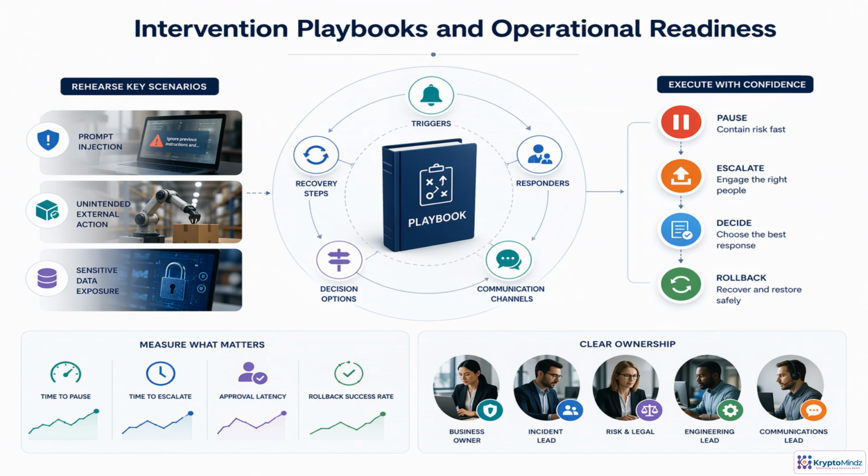For example, if an agent tries to email a sensitive customer report outside the company, the team should know who can cancel the action, who reviews logs, who approves notification, and how recovery is verified. Readiness is measured with operational metrics: time to pause, escalation speed, approval latency, and rollback success. Clear ownership prevents panic.